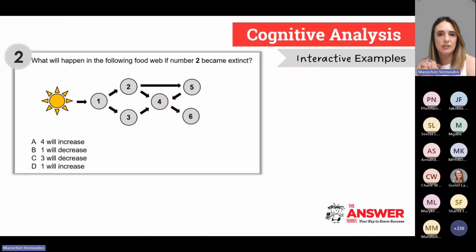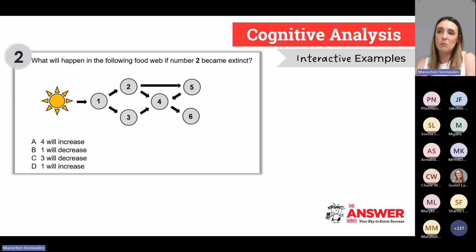Okay, next multiple choice question. What will happen in the following food web if number 2 became extinct? Okay, so if we remove number 2 from the food web, then immediately we see number 5, that's its only food source, so it's going to starve. But that's not an option on the multiple choice. Okay, so the next one is we look at number 4. Number 4 eats number 2, but it's one of 2 food sources. So if half of its food goes extinct, then obviously the numbers of number 4 will decrease, but that's also not an option in the multiple choice.